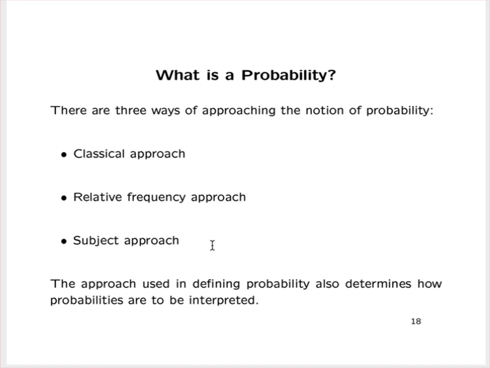Now, this is a typo here. I think I'm gonna fix this right now. Hold on just a second. Okay, so I've corrected that typo there. So the three ways of approaching the notion of probability: the classical approach, the relative frequency approach, and the subjective approach. Now, the approach that we use in thinking about probability determines how probabilities should be interpreted.